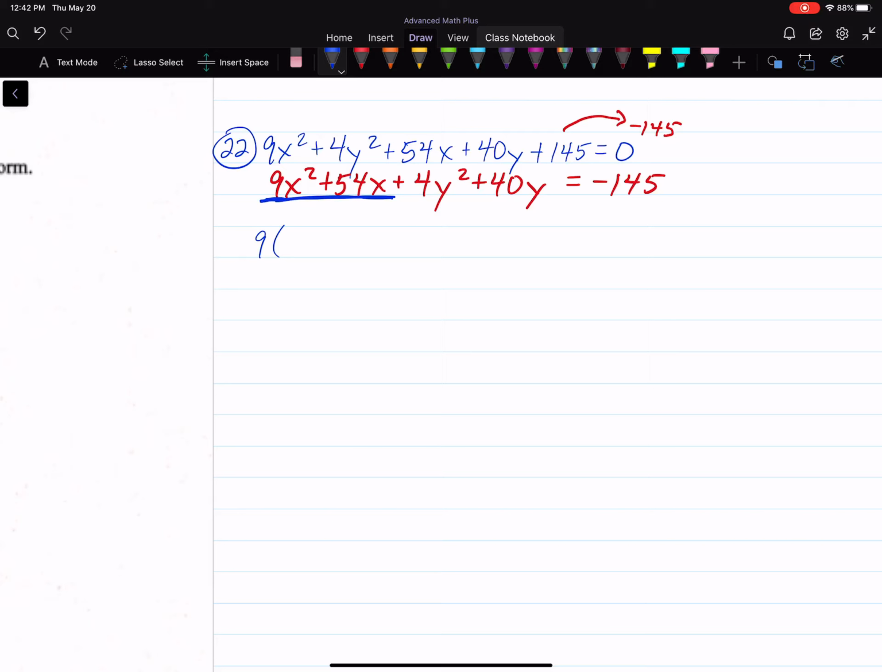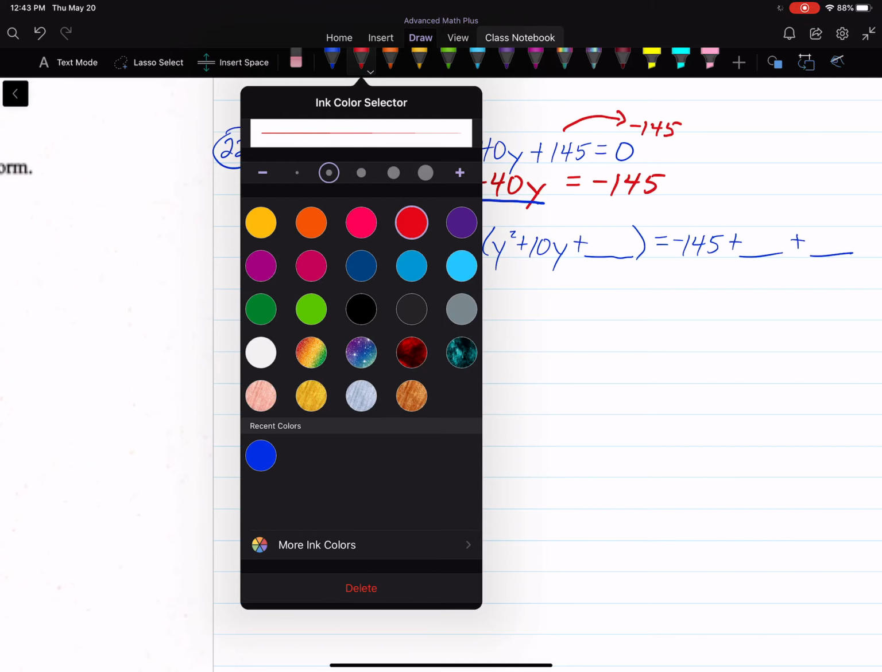If I factor out a 9, that's going to leave me with x squared plus, 9 times what gives me 54? 6. So 6x. And then I'm going to put my plus blank here because that's where I'm going to do my completing the square. Plus, here I'm going to factor out the 4, and that would be left with 4 times y squared plus 10y plus blank, equals negative 145, and I'm going to put 2 plus blanks over here because I have 2 plus blanks on the left. Okay? So what goes in the blanks?